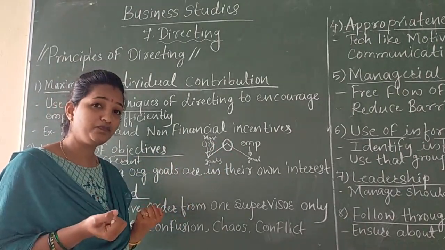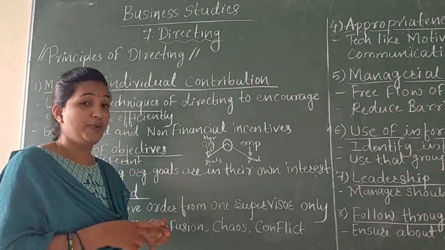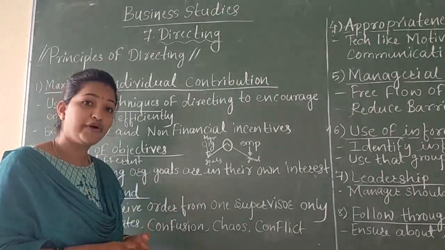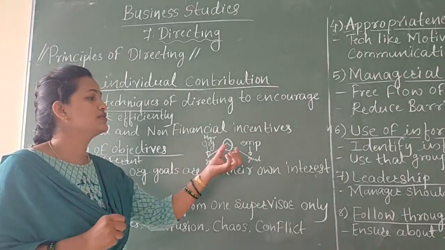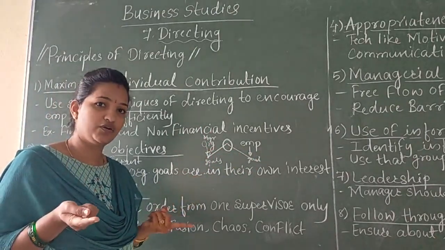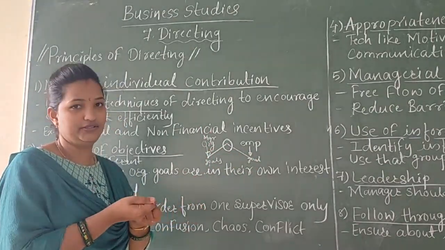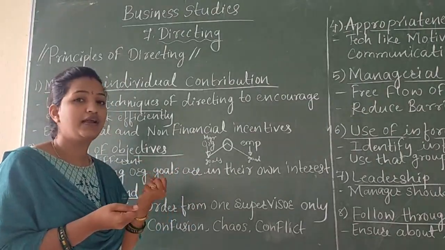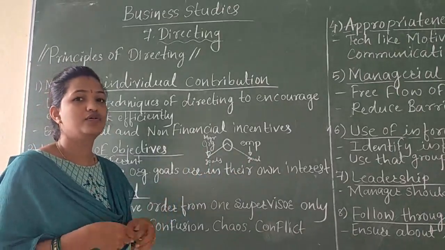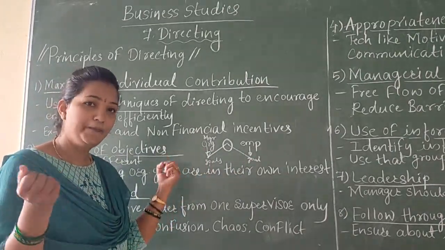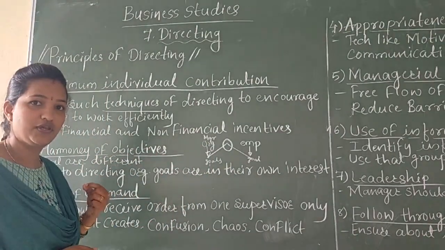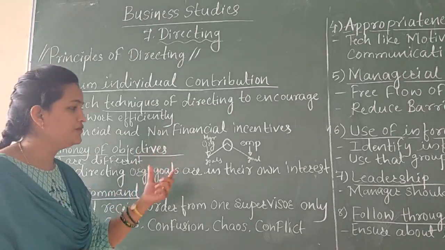What do employees want? They want job security, pension facility, extra salary, bonus, reward, authority. Such goals are held by employees. So what about these different goals now? They should be brought together, so that the organizational goal is fulfilled and the employees' goal is also fulfilled. That bringing together is known as the harmony of objectives.